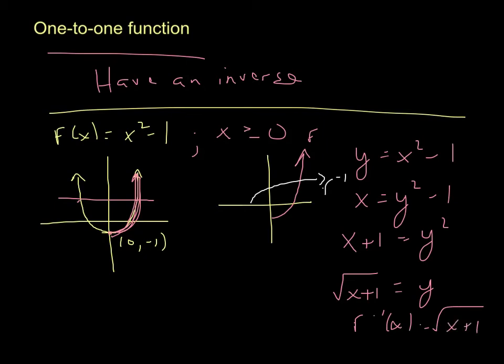So notice again that our original function here had the point (0, -1), and notice on our inverse we have the point (-1, 0). There's that interchanging of the domain and the range.